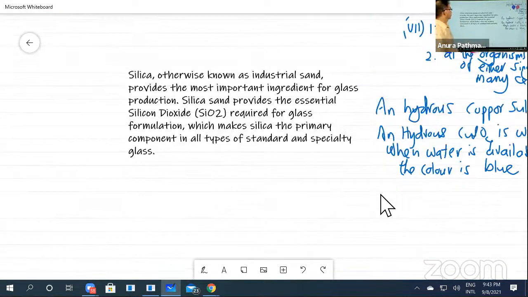Silica, otherwise known as industrial sand, provides the most important ingredient for glass production. Silica sand provides the essential silicon dioxide required for glass formulation, which makes silica the primary component in all types of standard and specialty glasses. Agreed or agreed?